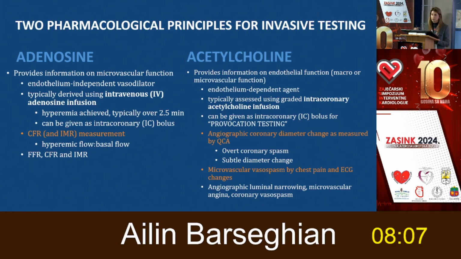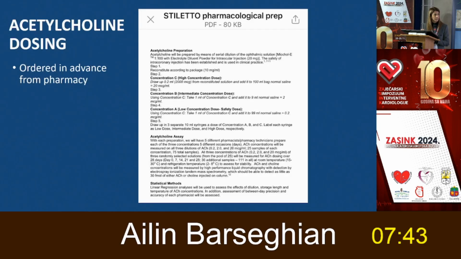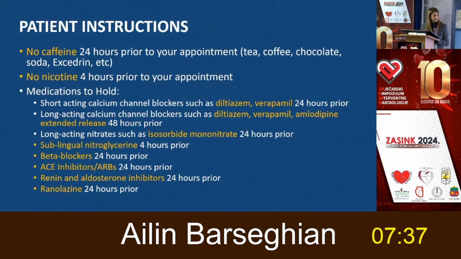So that's why we start doing them early, because we don't want the patient to go into heart block while we're doing that. And then once we're done with that, we move on to the acetylcholine perfusion. At that point, we do the 3 doses of acetylcholine and then measure afterwards the narrowing, and also see if the patient has any angina during the infusion. And if anyone's interested in the acetylcholine dosing, that's been published in the Stiletto paper.